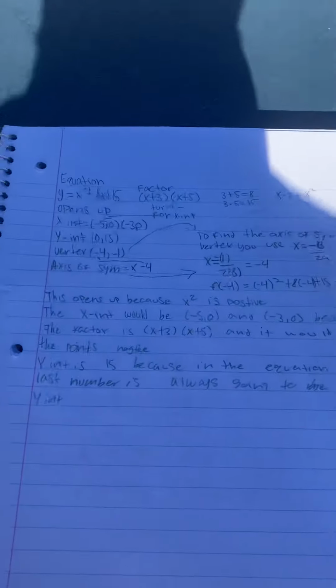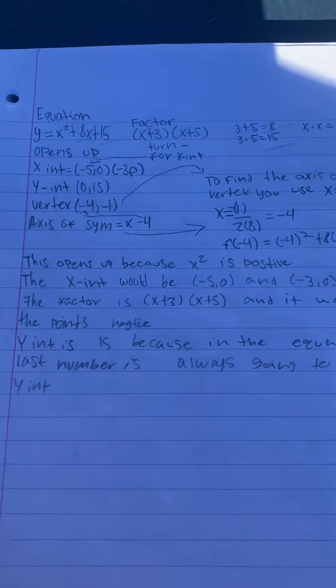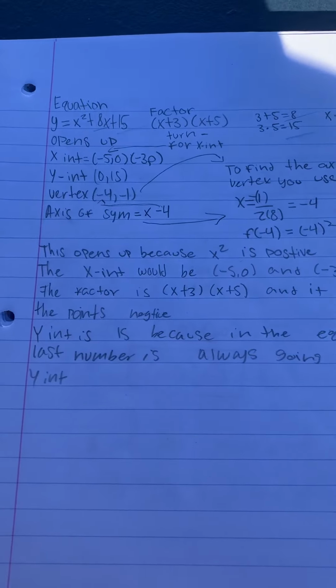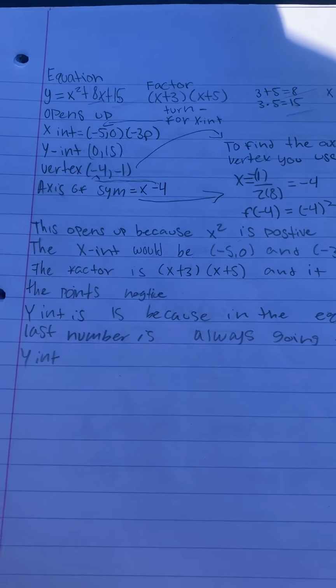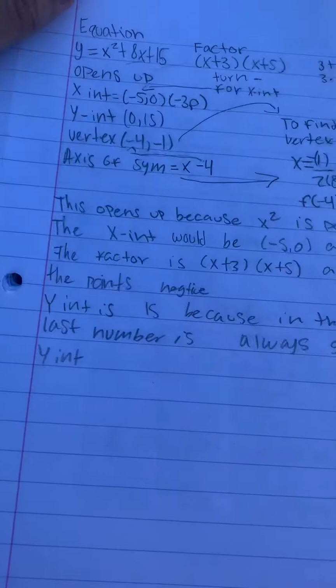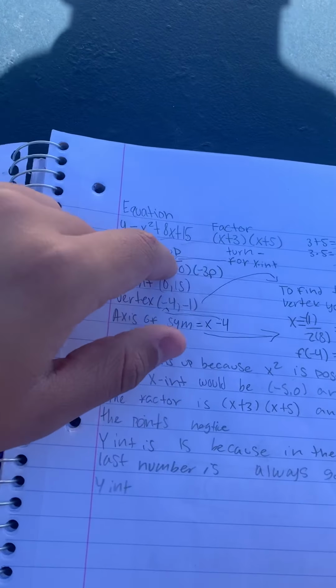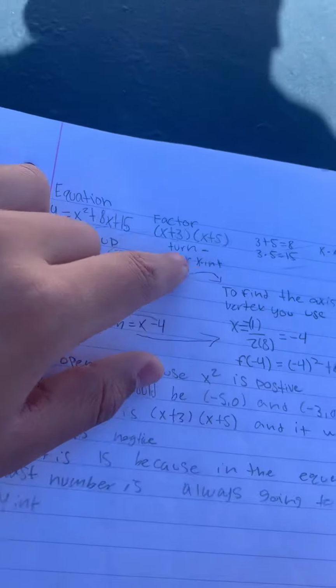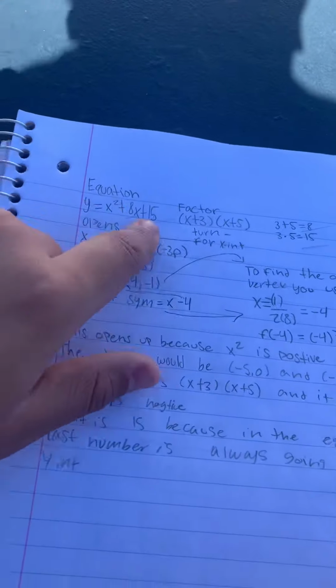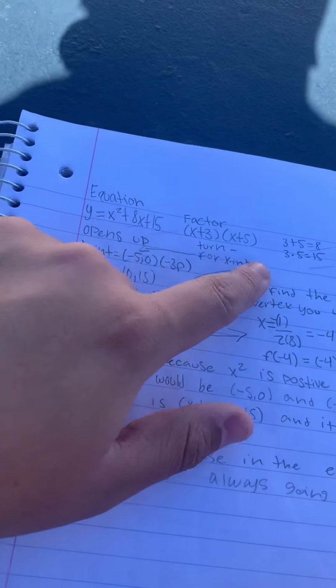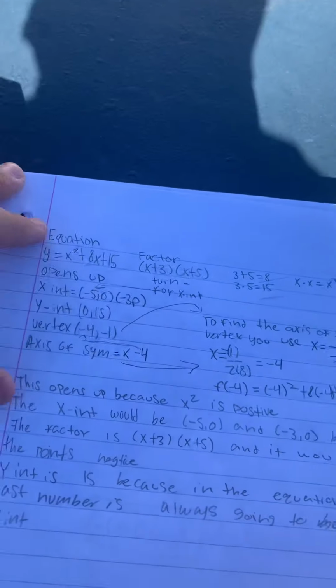Okay, here we go with the equation. We have y equals x squared plus 8x plus 15. So we could factor this by finding what could multiply to 15 but add to 8. And from that we got 3 and 5. So 3 plus 5 is 8, but 3 times 5 is 15. So that's how we got this.